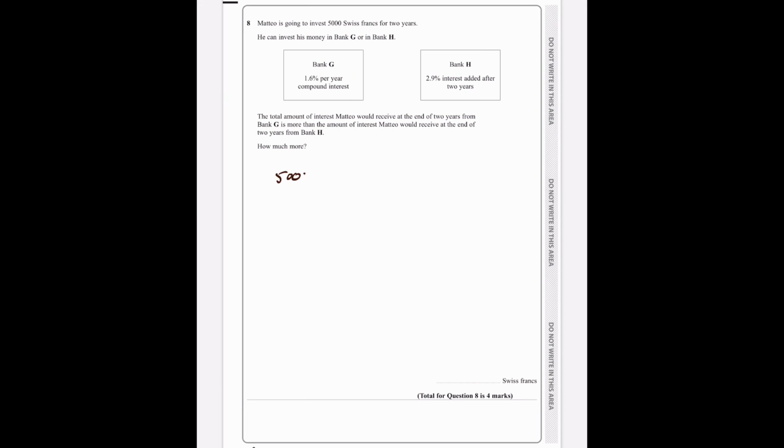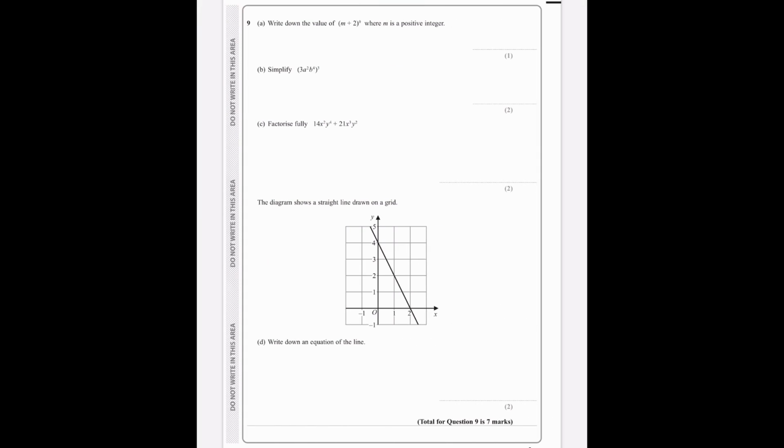Question number 8 wants to know the difference between the two banks. So for bank G, we've got 5,000 times by 1.016 squared. That's a compound interest. And we subtract 5,000 times 1.029 gives 16.28 Swiss francs.